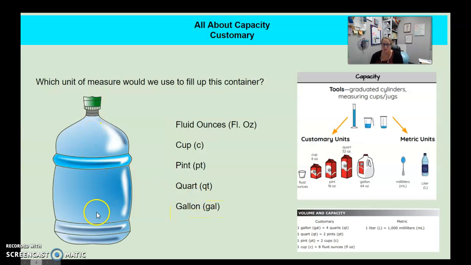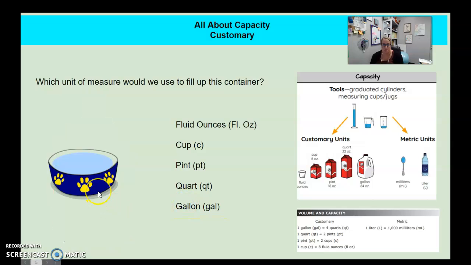Okay, what about this jug? Sometimes you've seen these jugs for water. So if it's a bigger jug, would I want to use fluid ounces? Would I want to use a little bitty cup? Or would I want to use something that's bigger to fill it up? That's right, I would use a gallon because again, this is a bigger object, and so I'm going to use my biggest unit of measure.